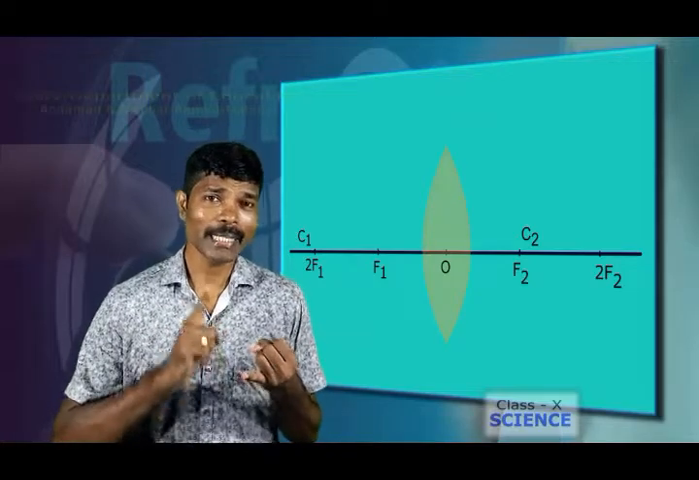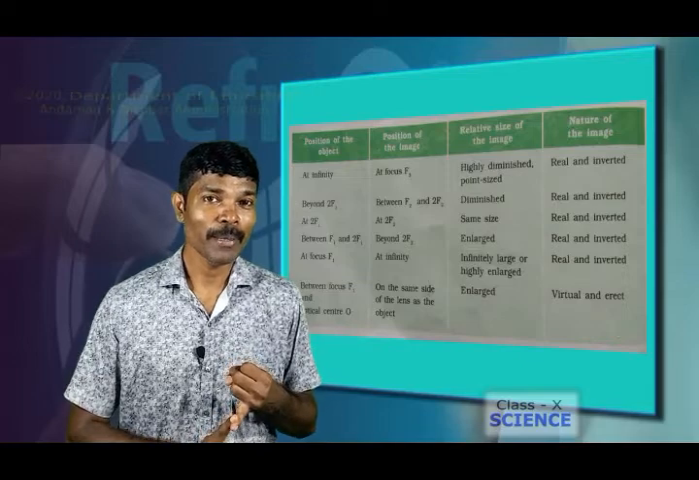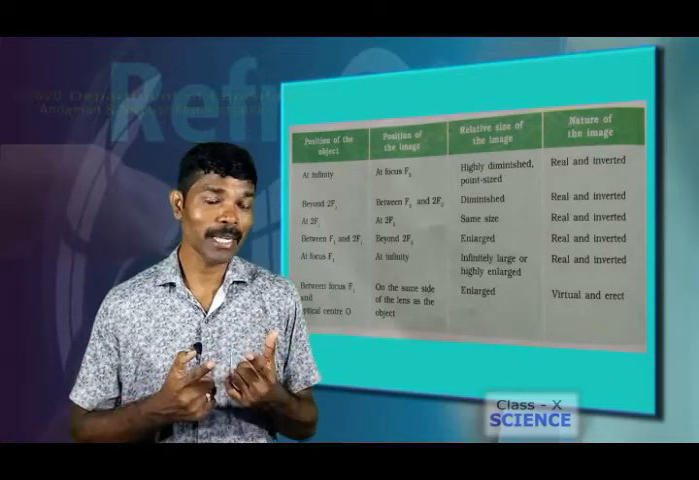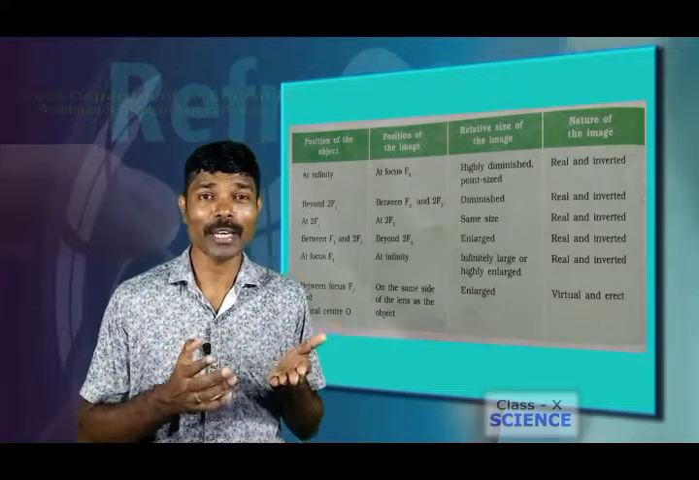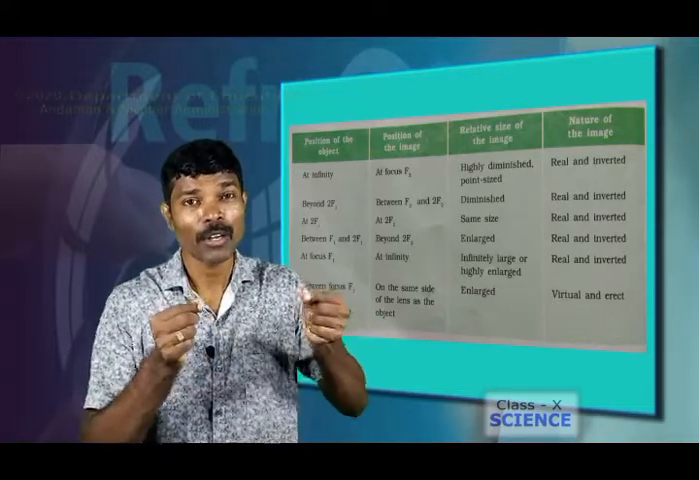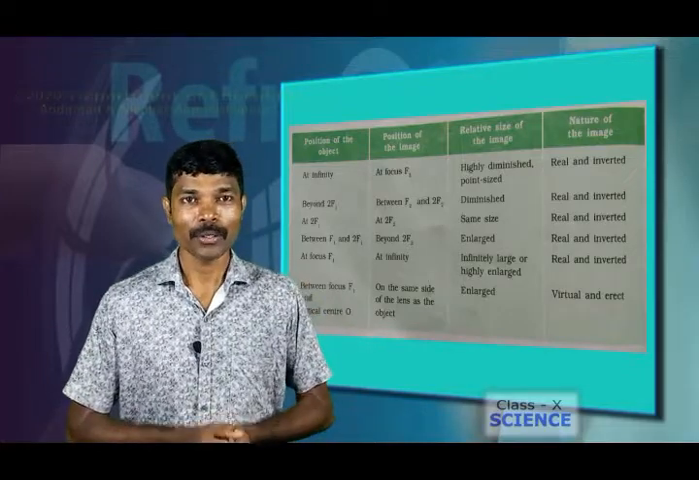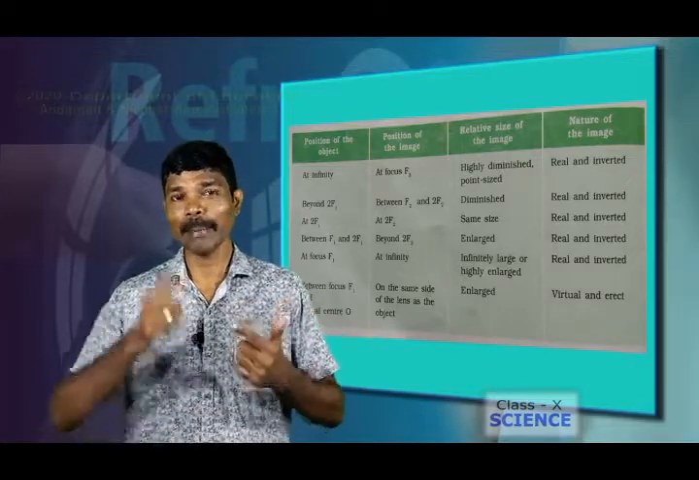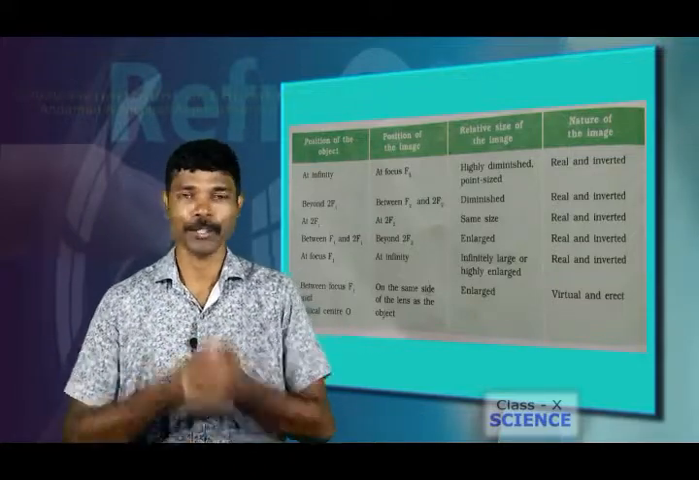If the object is kept at infinity, then the image formed will be at the focus. As we have seen, when the sun rays fall on a magnifying glass, all the light rays focus on a particular point. So, we get a point source, right? So, whenever an object is kept at infinity, the image formed will be at the focus.